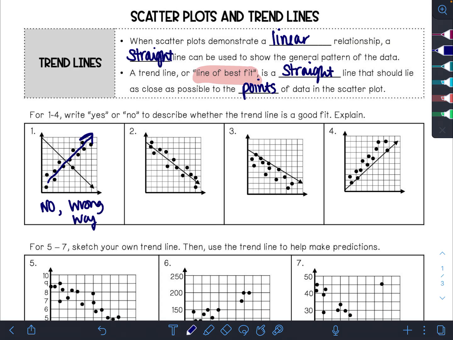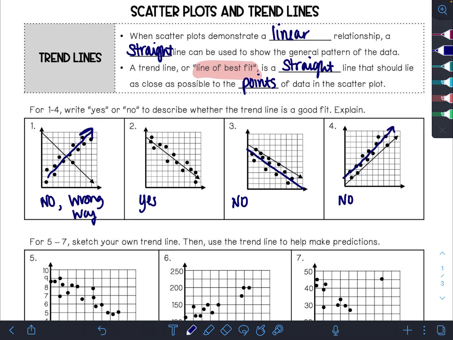On this one, if you notice that it is going right through the center of the data, that would be a good trend line. However, number 3 would not be a good example of a trend line because you want your line to go through the middle of your data like I drew there. And this one would also not be a good example because it's very much below the data instead of going through the center of the data.